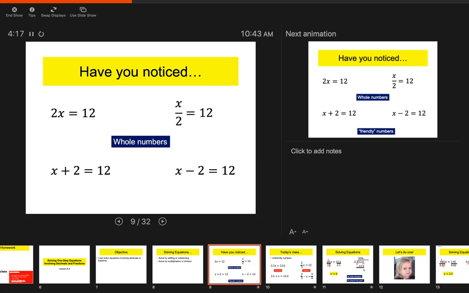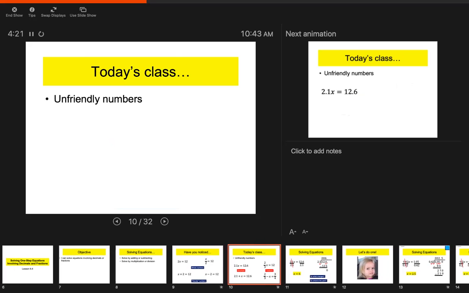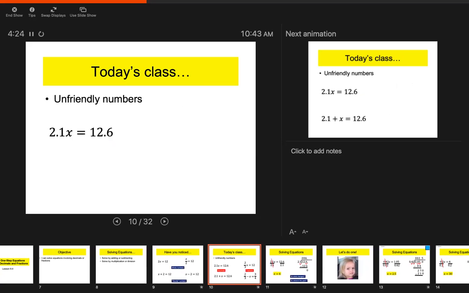So all these involve nice, friendly whole numbers. Today, we will not be doing friendly numbers. We'll be doing the unfriendly numbers, the decimals and the fractions. Okay, so here we go. Example like this. The process is still the same.